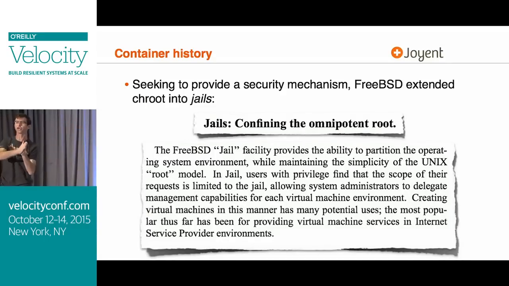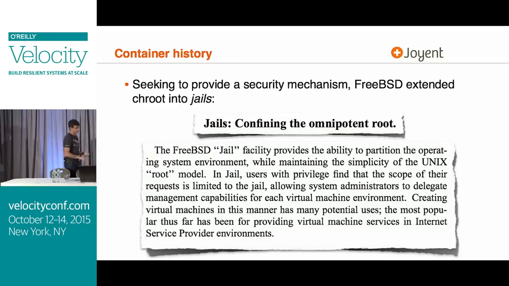So with jails, they took Chroot to its extreme, from a security perspective, and created what began to feel more like a virtual machine, but wasn't really designed to do that. Jails were really designed to confine and run untrusted software, in particular software that you downloaded off the internet. Mailers did this a lot, right? Mailers used Chroot a lot, and they were using jails a lot as well.